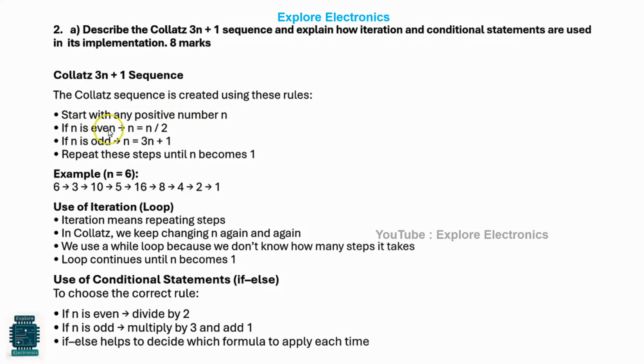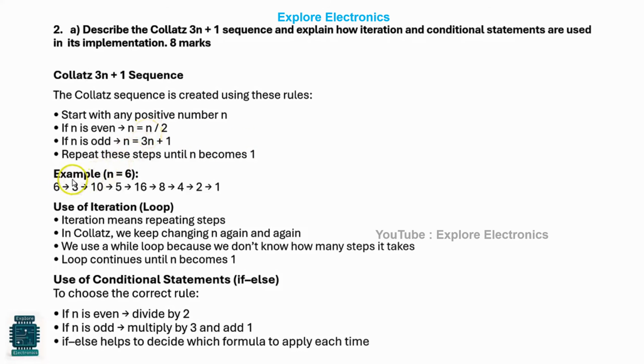If n is even, n is equal to n divided by 2. We have to do this if n is even. If n is odd, we have to do n is equal to 3n plus 1. Repeat these steps until n becomes 1. If n is even, we do this one. If n is odd, we do this one. Until n becomes 1, we have to repeat these steps.